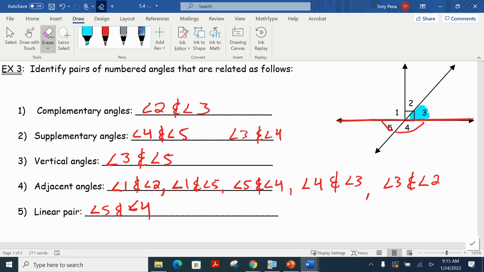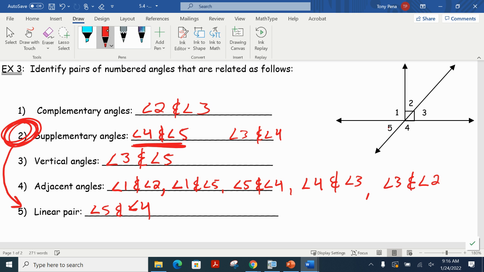Angle 4 and angle 3. Good. Shouldn't this just be a reproduction of answer number 2? Supplementary angles are basically linear pairs. They're two angles that add up to give you 180. That means they have to be a straight line. So he already gave me the 4 and the 5. And then now 3 and 4 should also be linear pairs. All right.